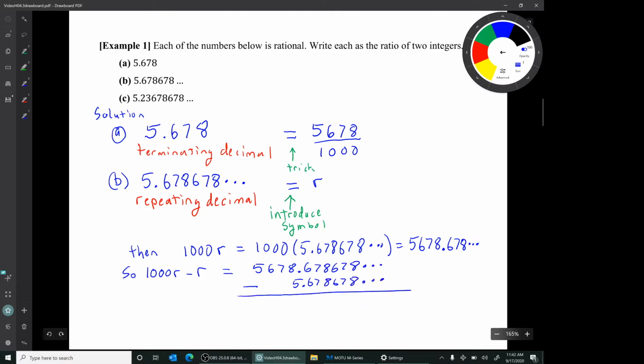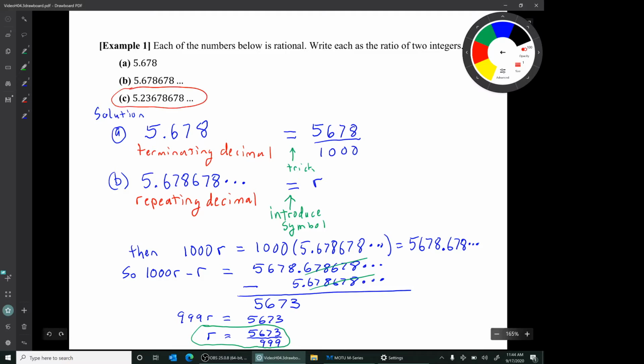When I subtract r from 1000r, all of this stuff to the right of the decimal lines up perfectly and cancels. So I end up with, notice that the difference is an integer. And notice that the left side can be rewritten as 999r. So if I divide both sides by 999, I get this. And there's our result. R is expressed as a ratio of integers.